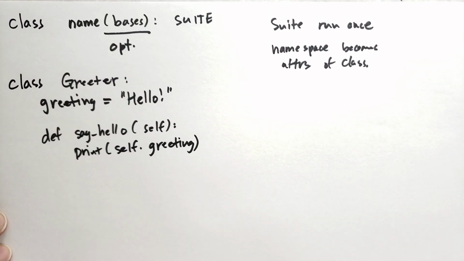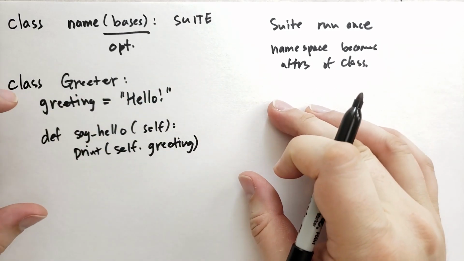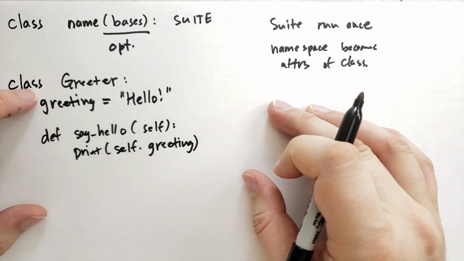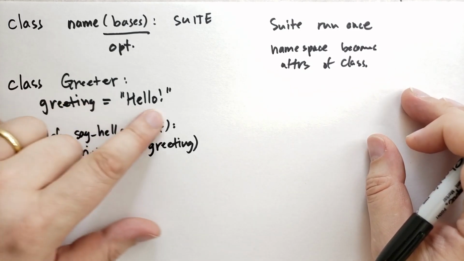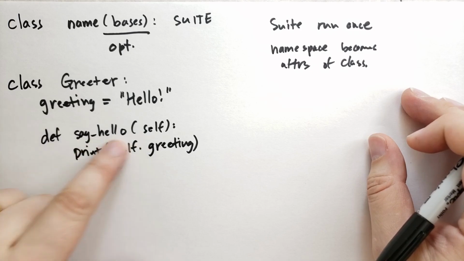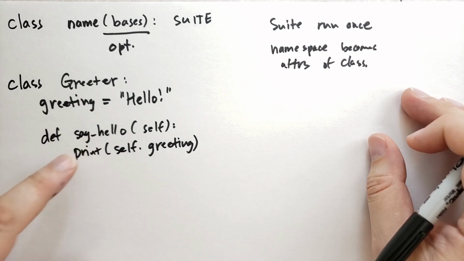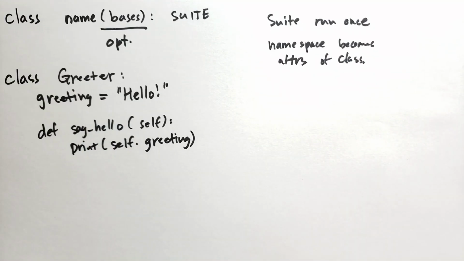Pretty simple stuff. So when you see a class statement, the first thing you know is that this body gets executed. This suite of statements gets executed, and it's executed in its own namespace. And so in this case we have greeting, and we have say_hello that's defined in this namespace, and these become the attributes of the Greeter class.